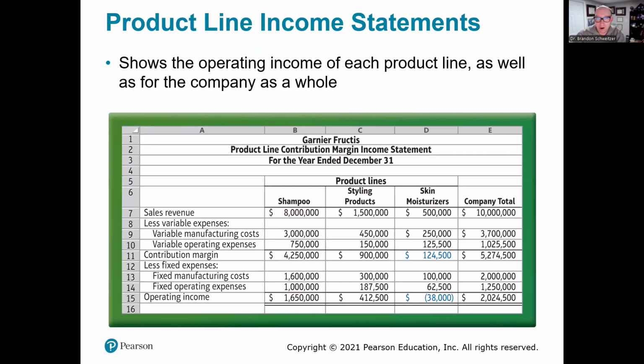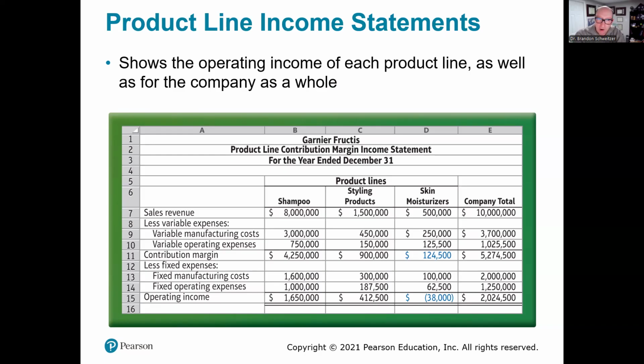So here's our Garnier company. As you know, Garnier makes several products, not just shampoo, but also styling products, skin moisturizers, and a whole bunch of other ones. I mentioned Garnier, I believe, is a part of Procter & Gamble, the larger conglomerate, but Garnier does a wonderful job at making these types of products. So let's take a look at Garnier's company, or the division within Procter & Gamble. So here are the different product lines that Garnier has. We have our shampoo, styling products, and skin moisturizers.